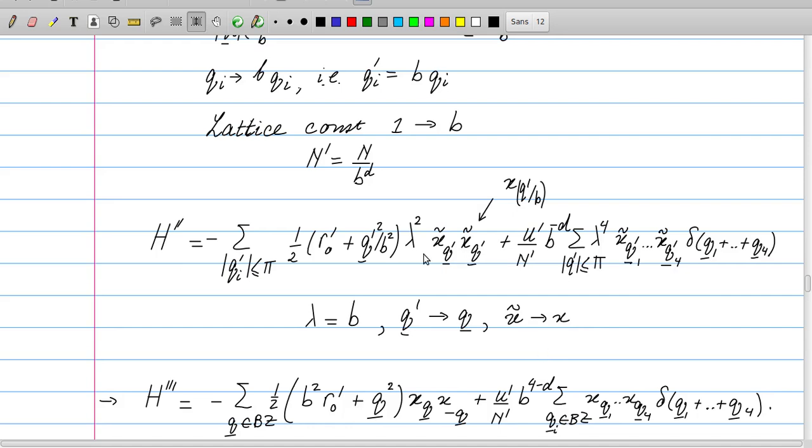It will be integrated over in the partition function, and so we are left with a Hamiltonian which has almost exactly the form of the previous one, of the original one, except that there is now an R0 primed here, which is multiplied moreover by the b squared. This term is exactly the same as it should be, and the 4-point term acquires a factor of b to the power 4 minus d, and it has a u primed here instead of a u.